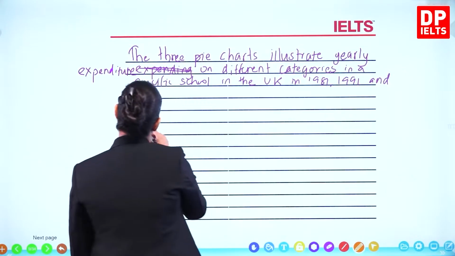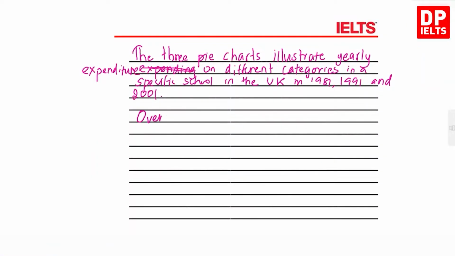Okay, next para. Overall, the most was spent on teachers' salaries, while the least was spent on insurance.